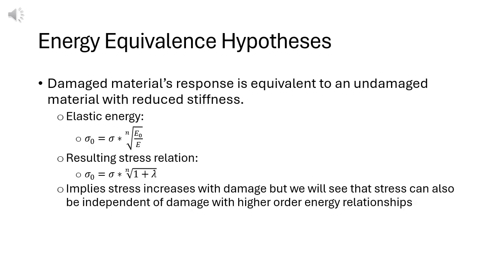Related to the undamageable material, we have the energy equivalence hypothesis. This is that the damaged material's response is equivalent to an undamaged material with reduced stiffness. And we see this with our elastic energy, as notated below, and with the resulting stress relation as you derive it out based on the undamageable coefficient, or the damage variable, lambda. This implies that stress increases with damage, but we will see that stress can also be independent of damage with higher order energy relationships.